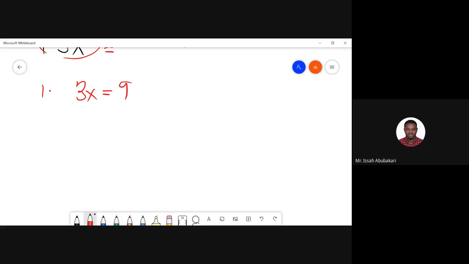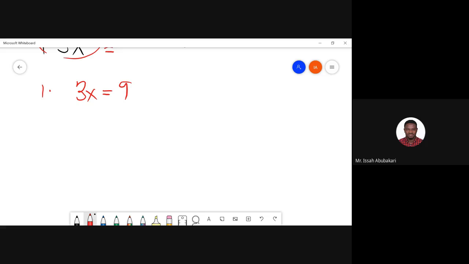Now, let's learn this. Anytime we are supposed to find a variable, and the variable is multiplied by a number, the action that we have to do is divide, right? So we will divide by the number. No matter what the number multiplying the variable is, we divide by that number.